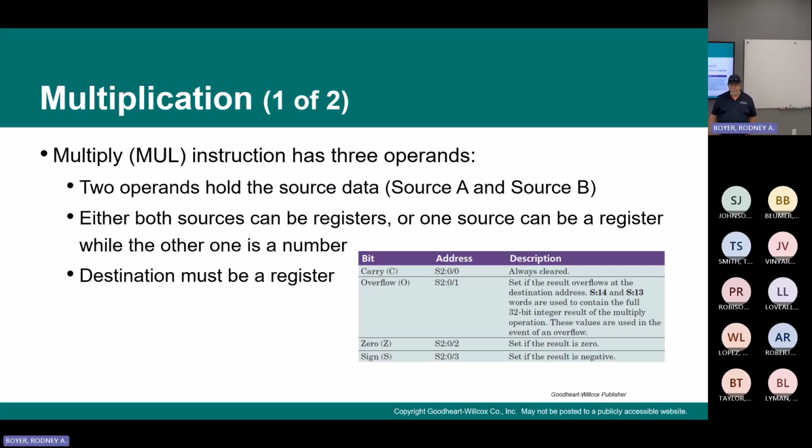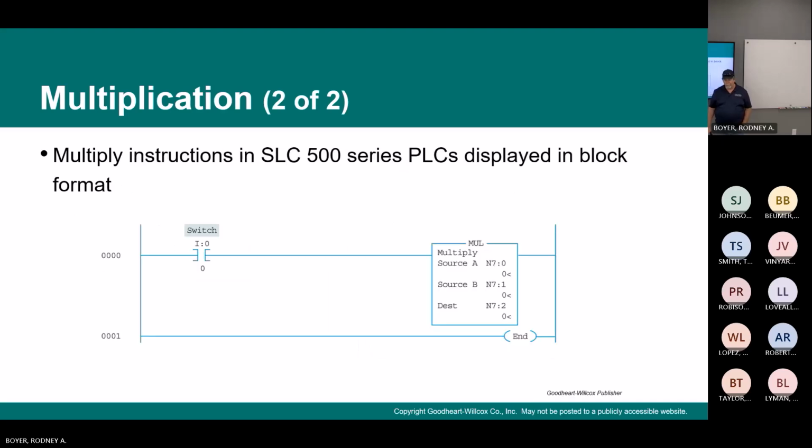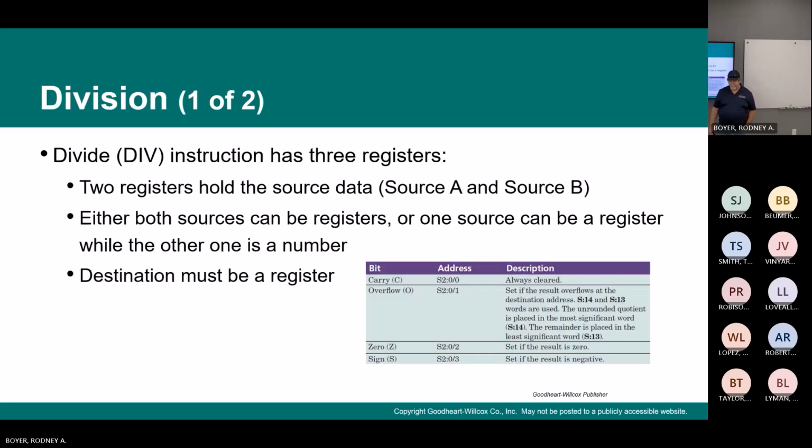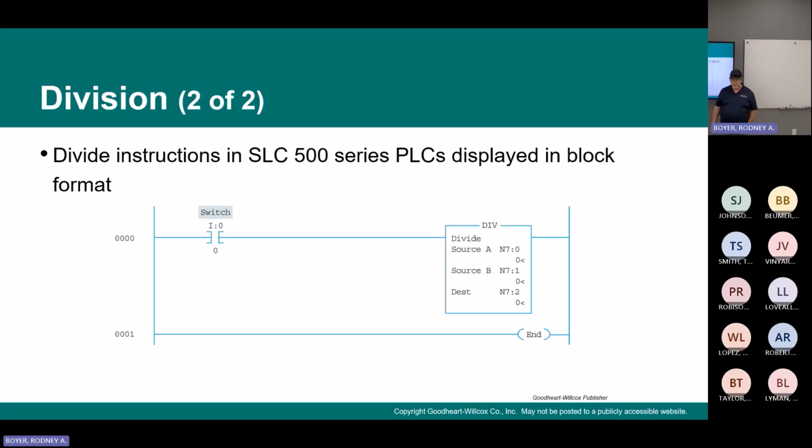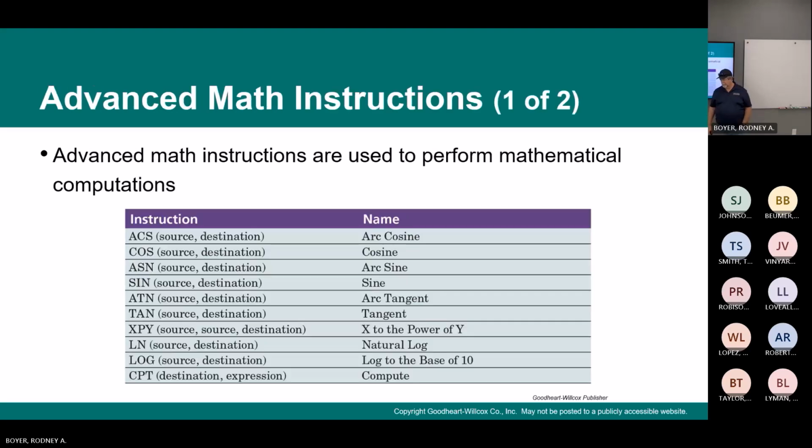Of course, with add instructions and multiply instructions, it doesn't matter which order the source A and source B are in. Subtract and divide absolutely does. 5 minus 3 is a completely different answer than 3 minus 5. Division and multiplication, this is really simple stuff. You guys know how to add, subtract, multiply, and divide, right?